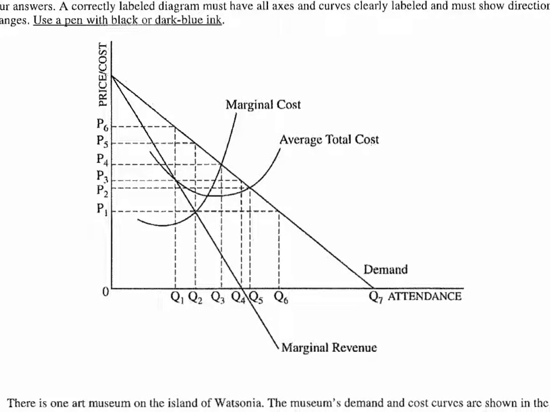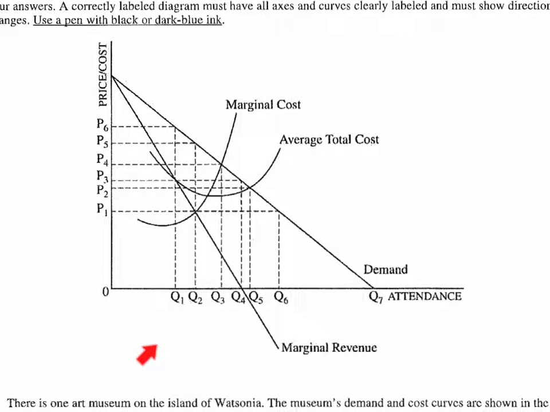Hi, everybody. This is the 2006 AP Micro question for Monopoly, and I thought I'd start with this one because in this case, they've given us the graph, and it's kind of useful, and it's a pretty common AP question. This is probably one of their longer questions, but they're giving us the graph. And the way that this question is phrased, there's one art museum on the island of Watsonia.